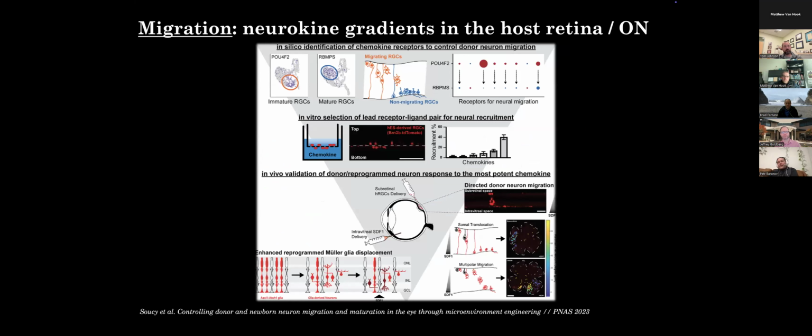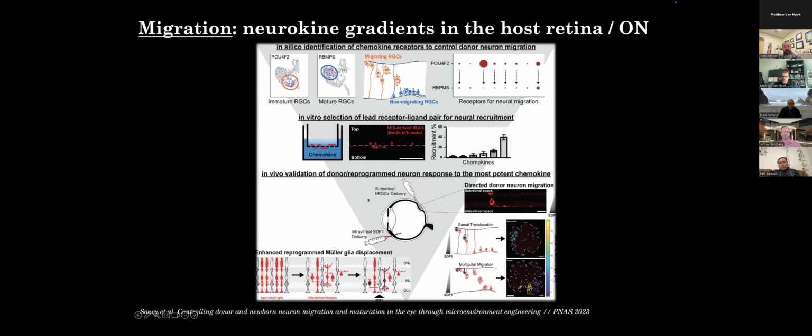I also can break this down by function, and that's really how we do it in the lab, a little bit of a reductionist approach, but it works. Most recently we focused on migration and survival. Also based on the single cell RNA-seq data, we were able to identify several receptors on donor stem cell derived RGCs that we can target with ligands. We tested them in vitro using chemokines, and our top performers here were SDF1 and netrin.